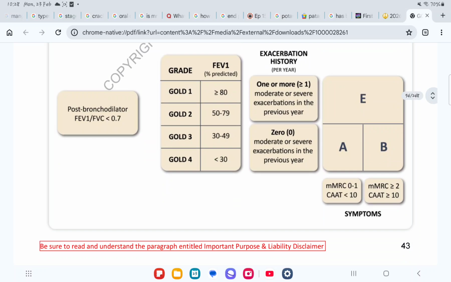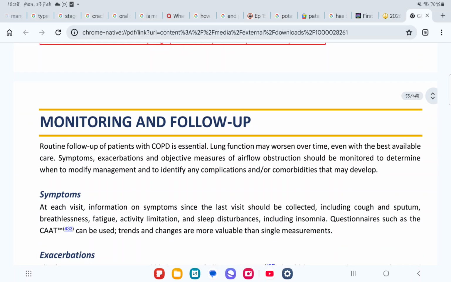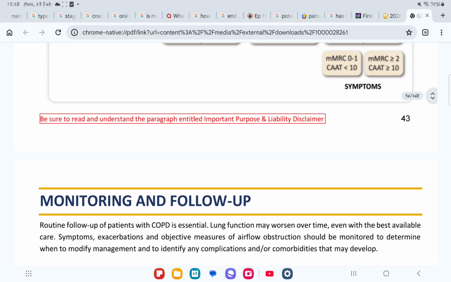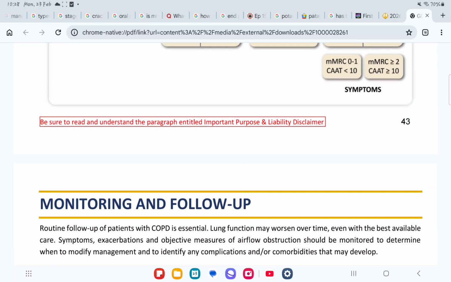in the past year. What is the treatment? For A you will use SABA or SAMA. For B you will use LABA or LAMA, and for E you will use LAMA plus LABA plus ICS, inhaled corticosteroids.